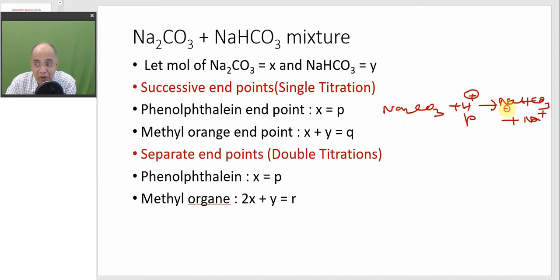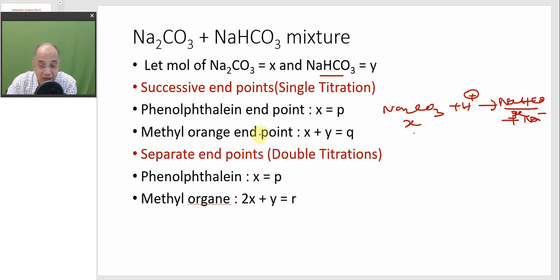And as well, the sodium bicarbonate produced from sodium carbonate is also not reacting when the phenolphthalein shows its color change. So we have two sodium bicarbonates, one from the original mixture and the other that is produced. Supposing this is Y, and again this is Y moles of sodium bicarbonate, but I'm sorry, X. The original sodium bicarbonate is Y, but here this is X. So another X moles of H plus will be required for the second half.